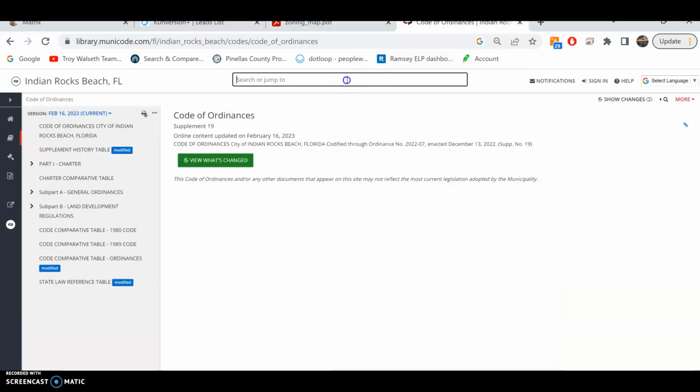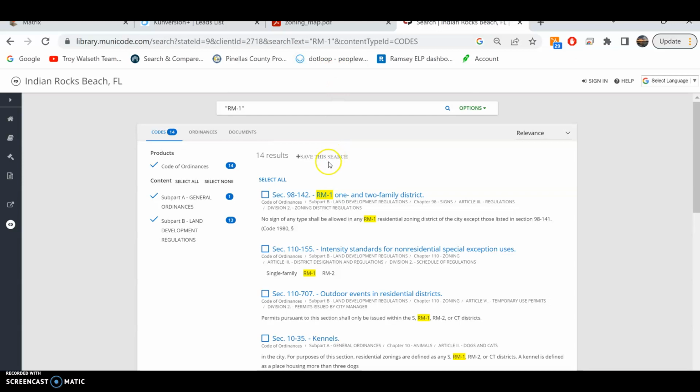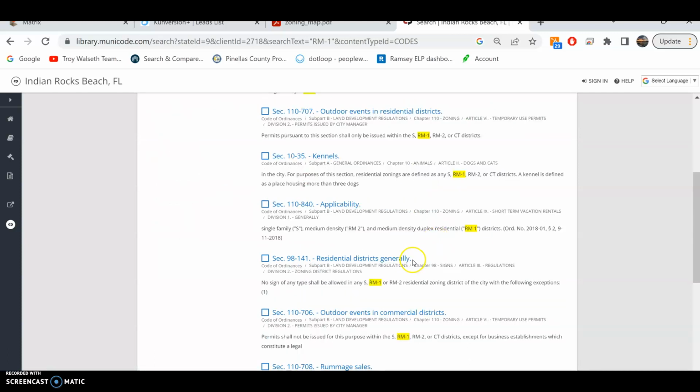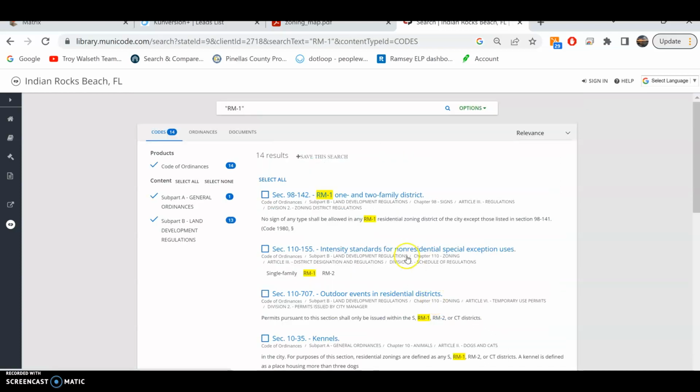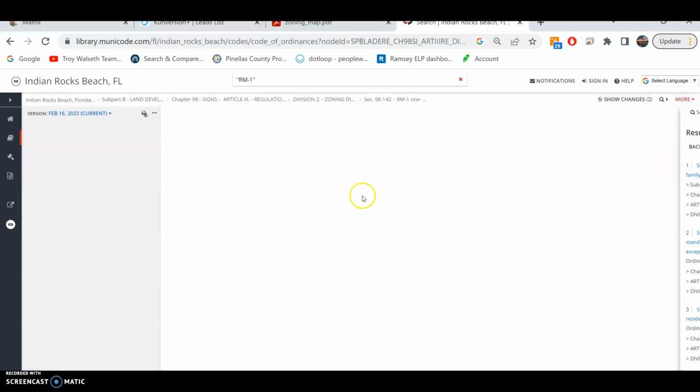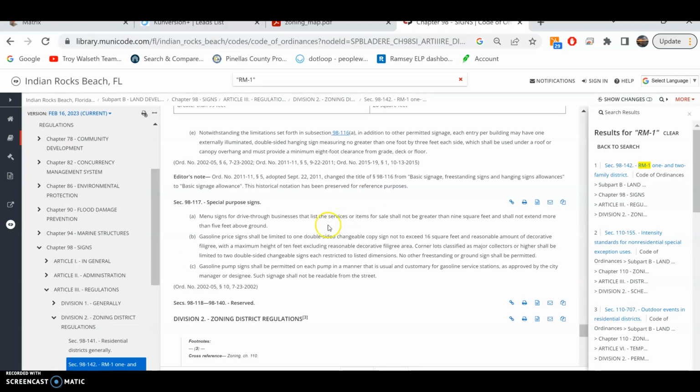RM-1. We're going to search up here for quote RM-1 quote. And we are going to look for applicability. It should usually be the first one. So we'll click on this. Really, you're going to look for a matrix, which will show you what's allowed in each district.